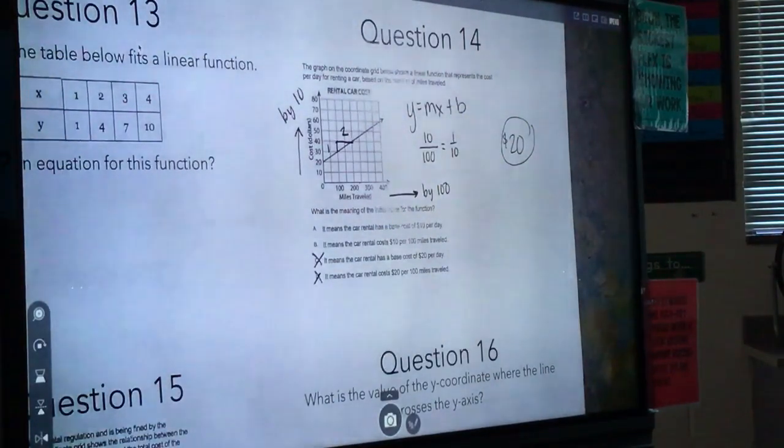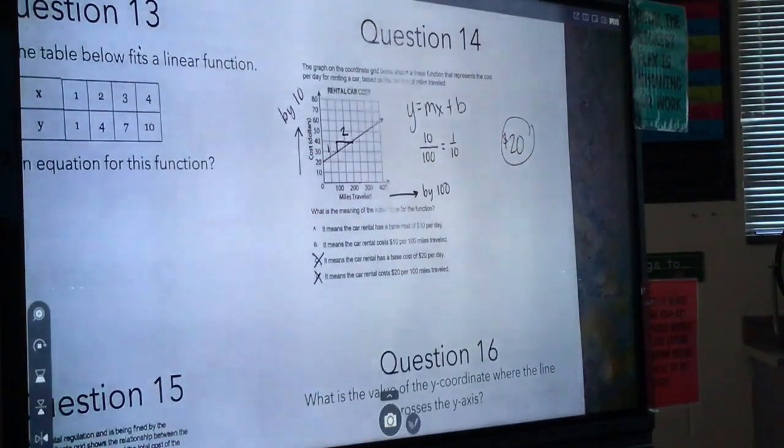Because it says per day and it's 1 over 10, so it can't go below 10. Like it's 1 over 10. Can't go below.